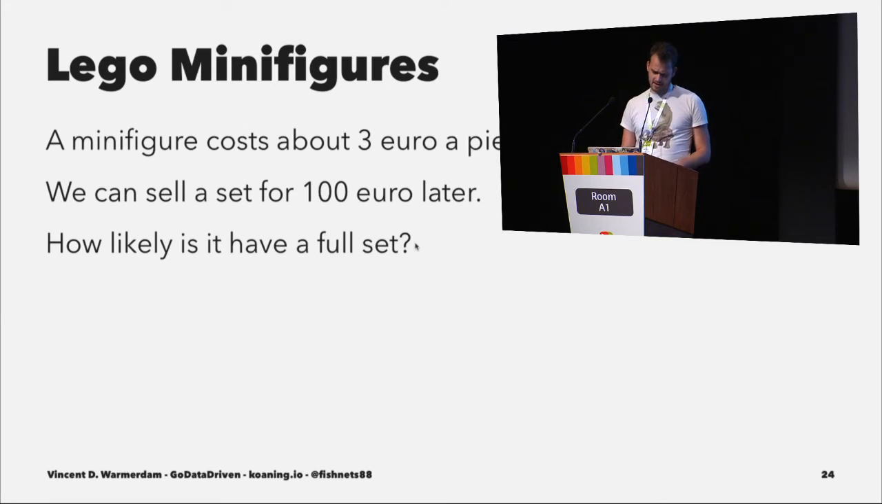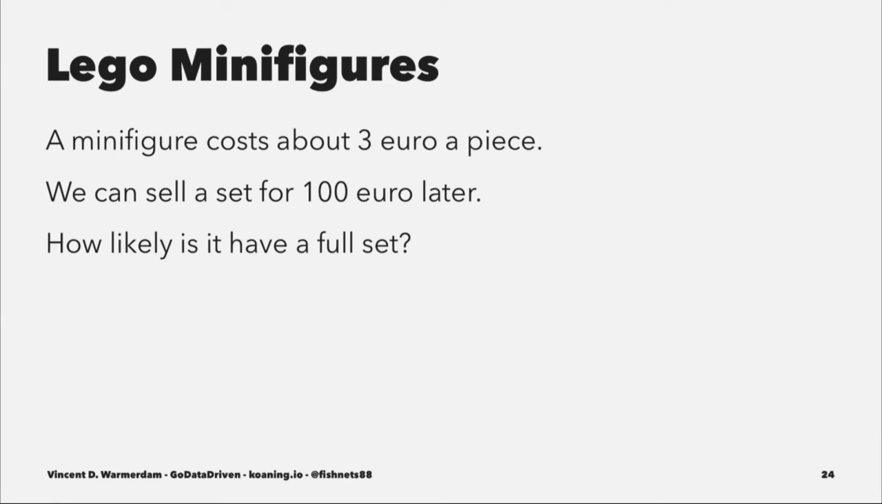So these were the figures that I had. I can buy a Lego minifigure for €3 a piece, and I can sell a full set for €100 later. How likely is it to get the full set? And I was a little bit ignorant. I figured I'd do this with math.